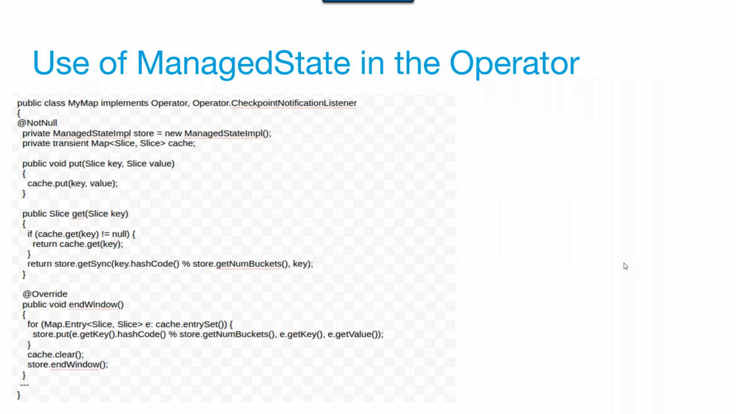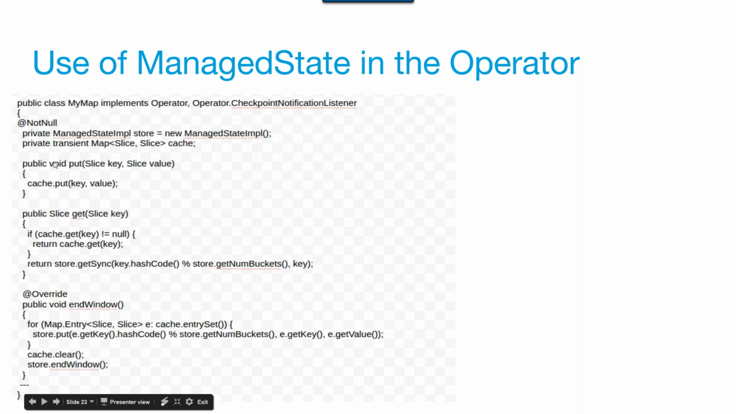Now, how to use the managed state in the operator? Let's look at this example. I want to implement a map operator. My map implements the operator and the checkpoint notification listener, as this is for the checkpoint and committed calls. Here I have a store with the managed state implementation. This is the first type of implementation. And I have a transient cache, which is a map of slice, slice.